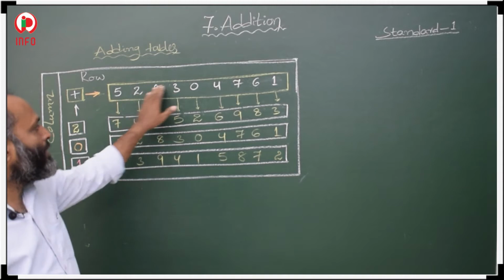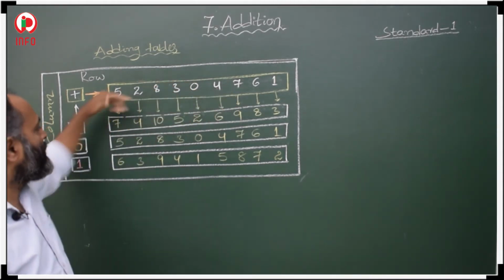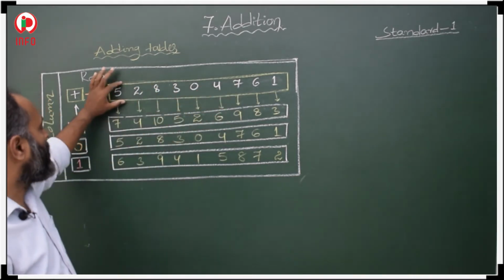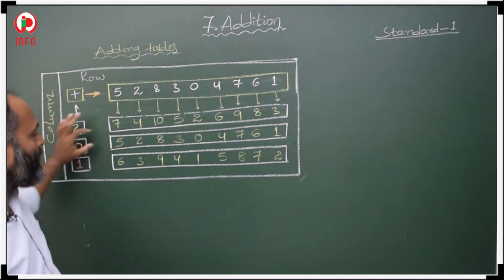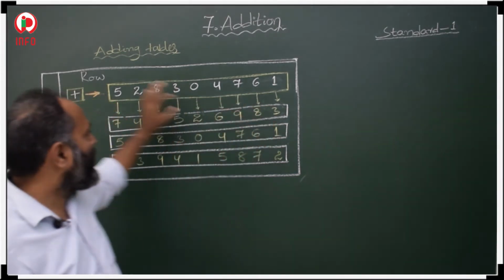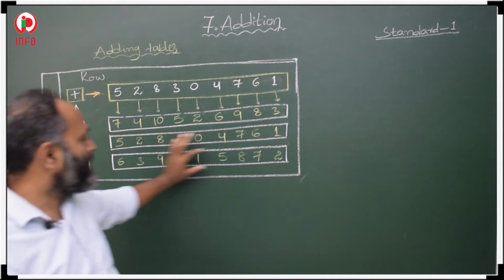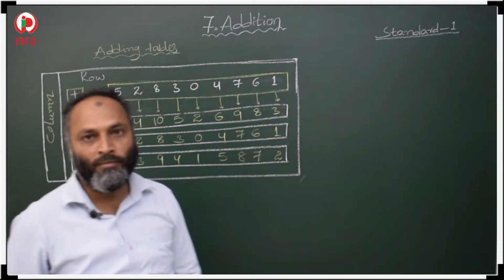Whatever numbers are given in the row, we have to add those numbers with 2, and the answer we have to keep here. After that we have to add with 0, and those numbers we have to keep here. And again we have to add these row numbers with 1, and that answer we have to write here. Okay.